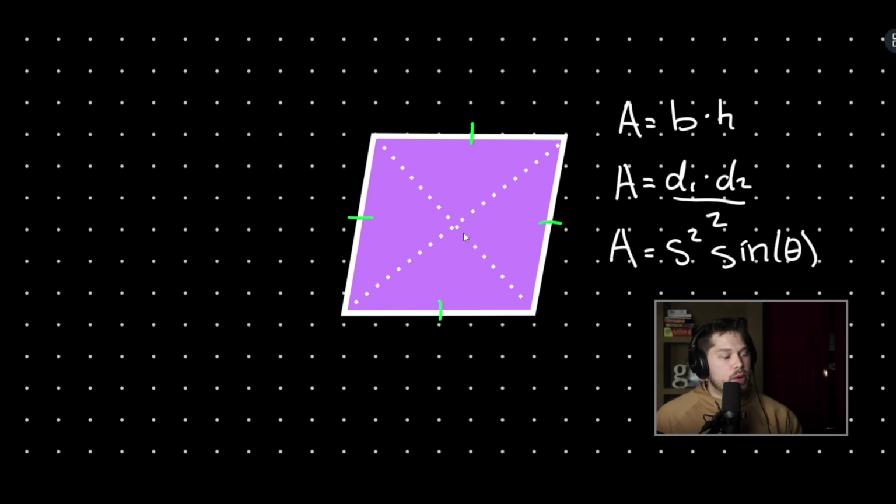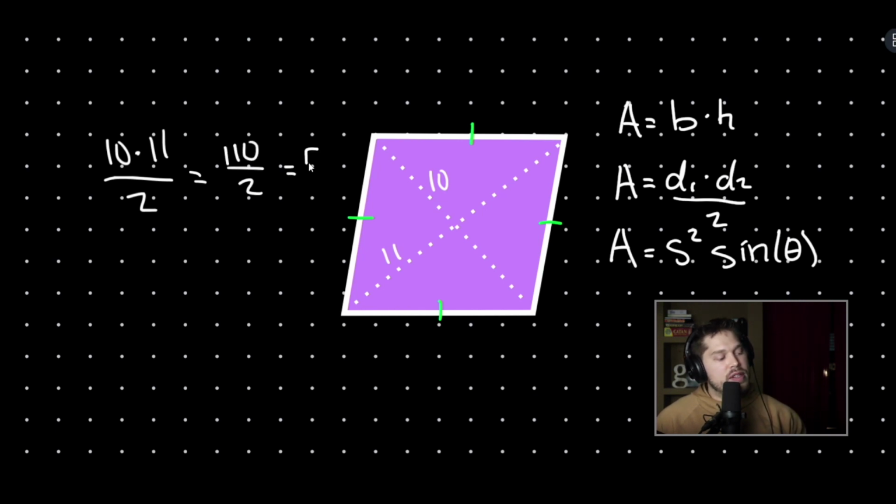So here, if we're given that diagonal 1 is 10 and diagonal 2 is 11, what would the area for this rhombus be? Well, it would just be 10 times 11 over 2, which would be 110 over 2, which is 55. So that would be the area if we were given its diagonals.